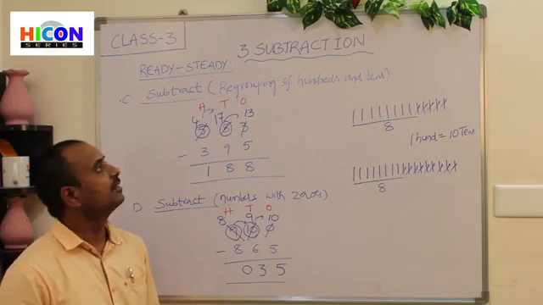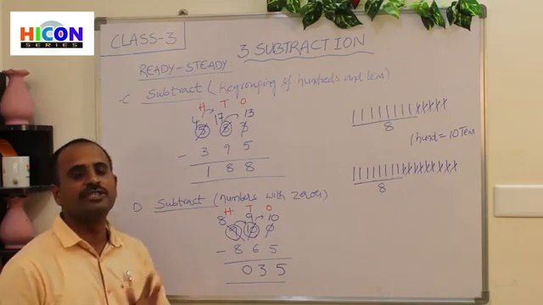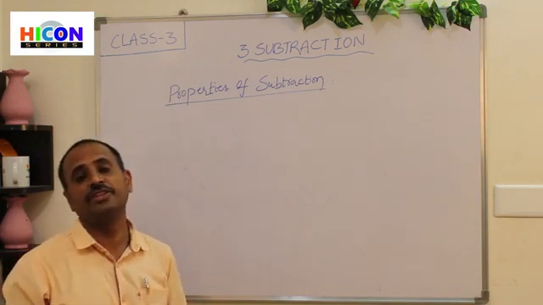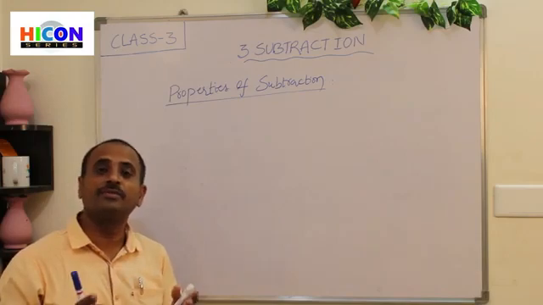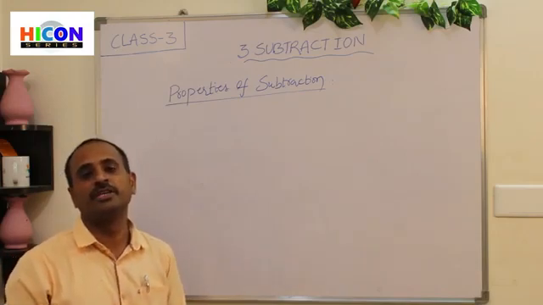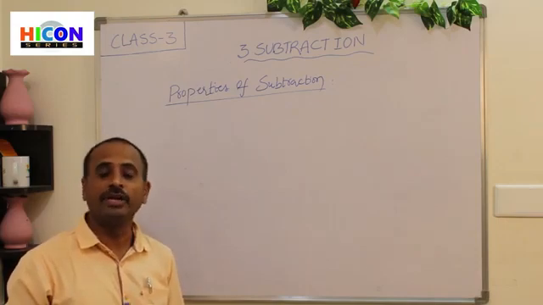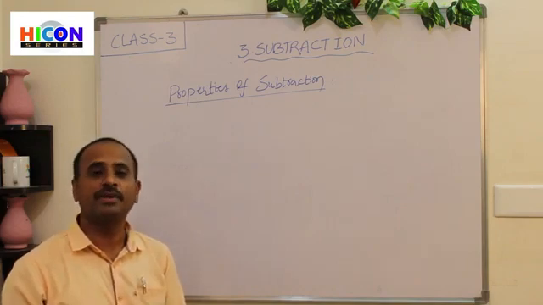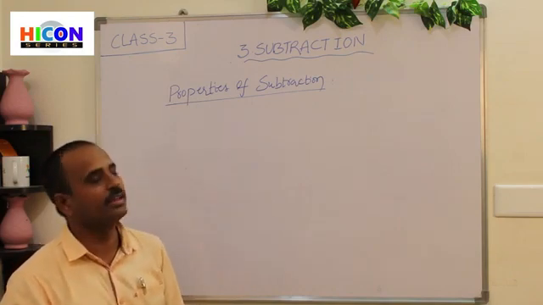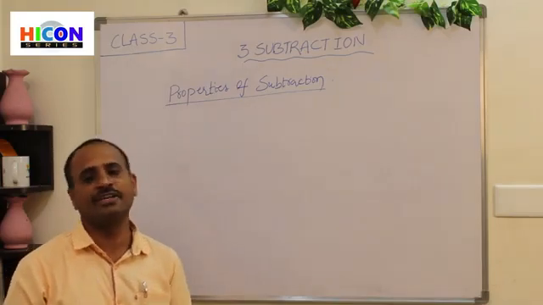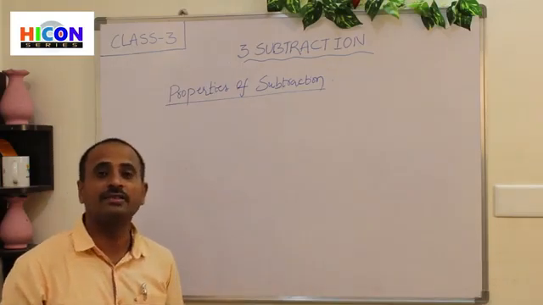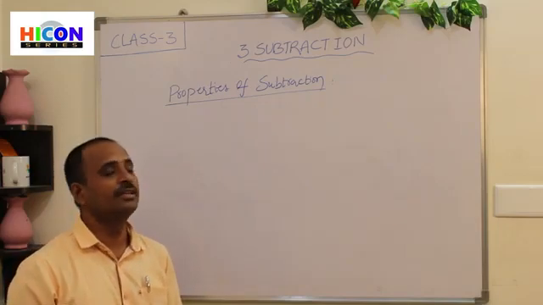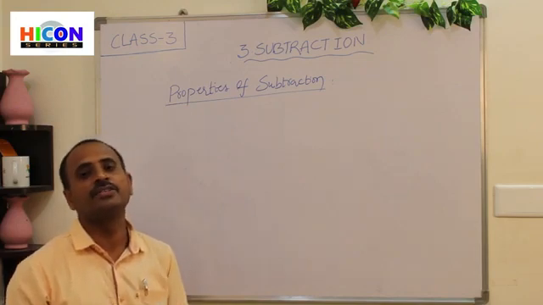Now we will practice the subtraction of 4-digit numbers. Up to now we have discussed the part ready and steady. In that part we have practiced some subtraction of 3-digit numbers without regrouping, regrouping of tens, regrouping of tens and hundreds, and subtraction with zeros. The next topic in this chapter is properties of subtraction, also called subtraction facts. You have already learned in the second class. So let us recall once again what are the properties of subtraction.